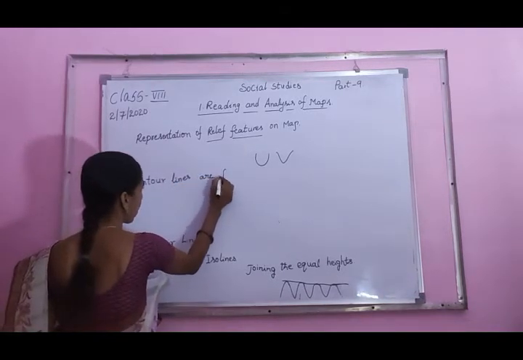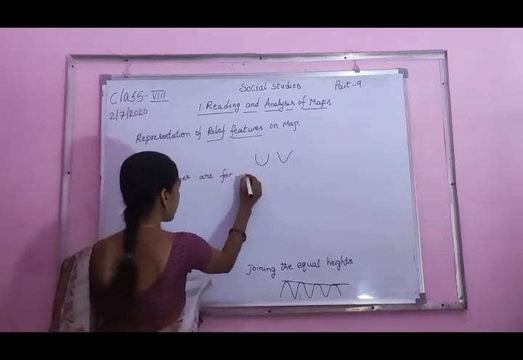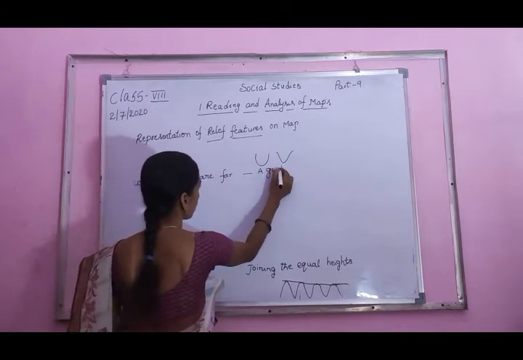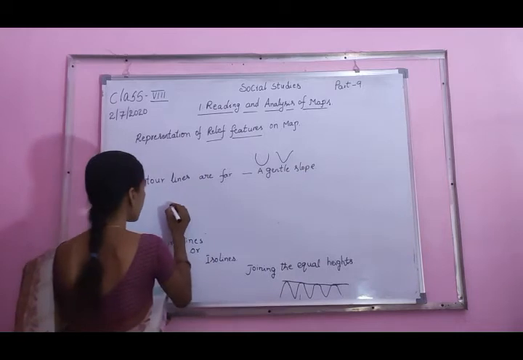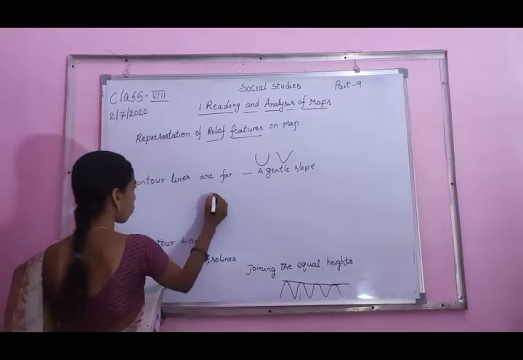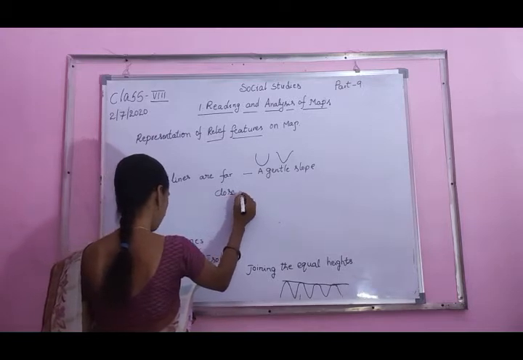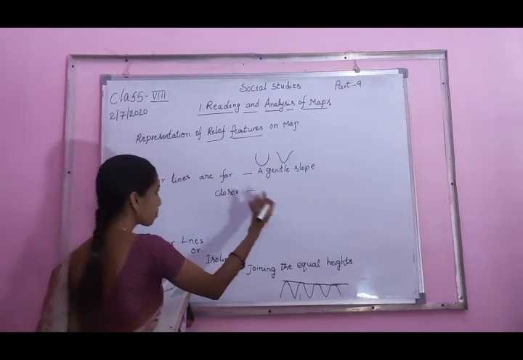Where contour lines are far apart, it represents a gentle slope. Where the contour lines are closer, it represents a steep slope.